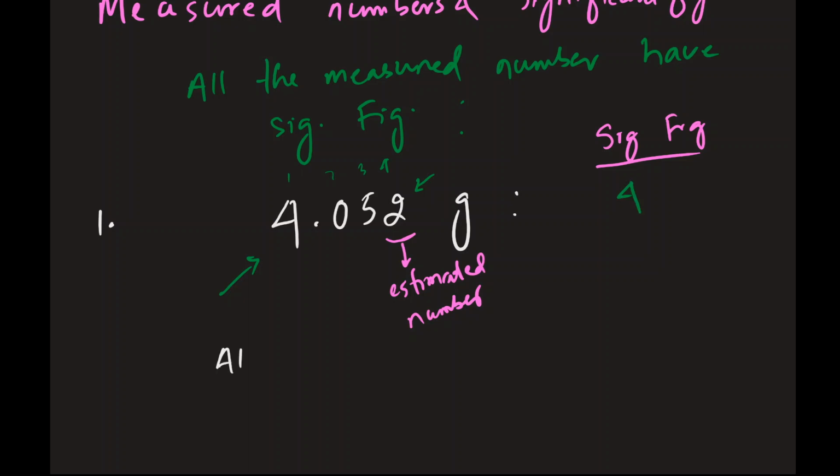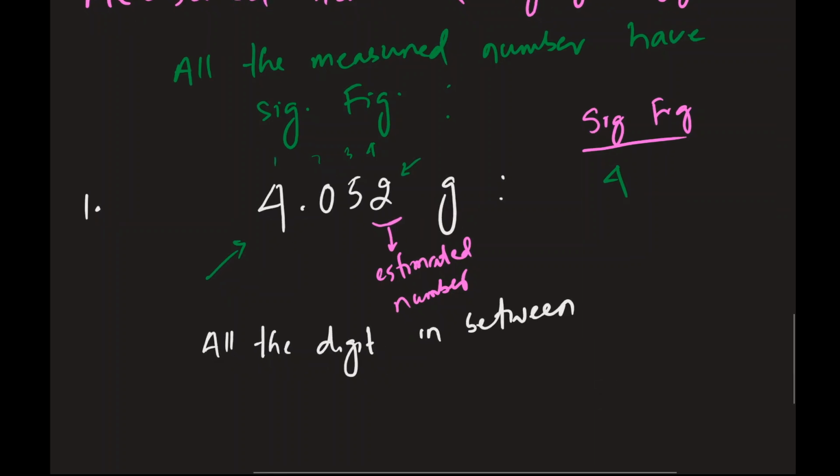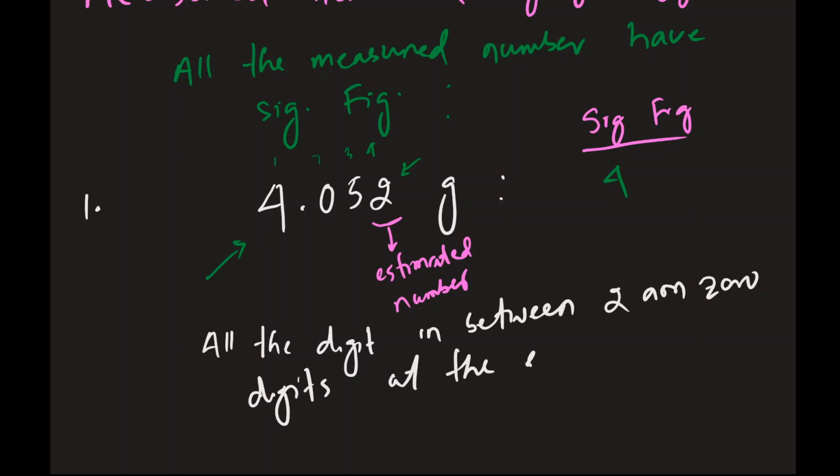So all the digits in between two non-zero digits at the end are counted as sig figs. This is the simplest rule, and this is where we start. We're going to make it a little more complicated. If you just know this one particular example, your life will be much simpler.